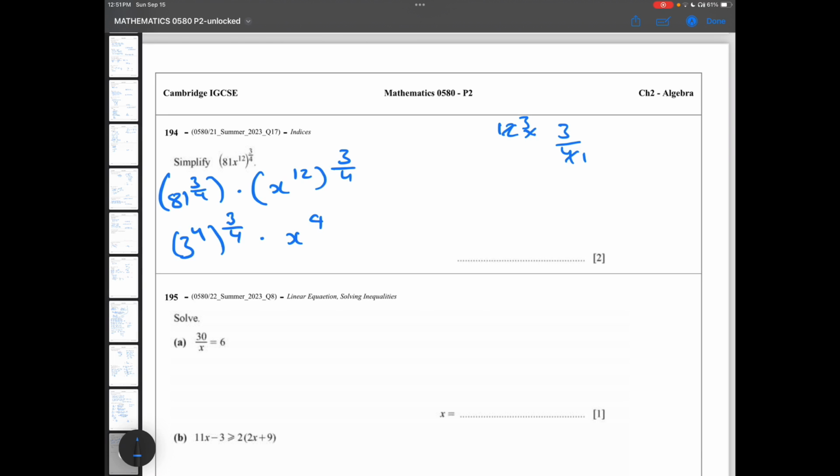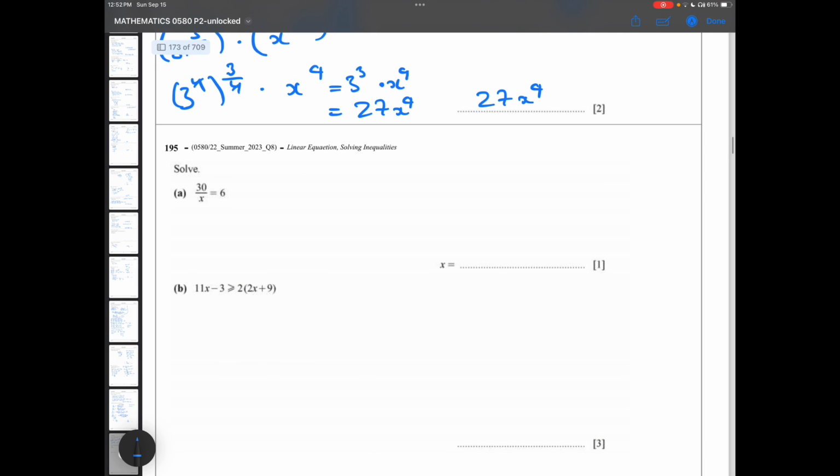Now we can see that for the 3 to the power 4 we have power on power, so this power 4 will be multiplied with 3/4, and both the 4s will be cancelled with each other. I am left with 3 to the power 3 into x to the power 9. 3 to the power 3 is 27, so 27x to the power 9. This is my simplified answer.